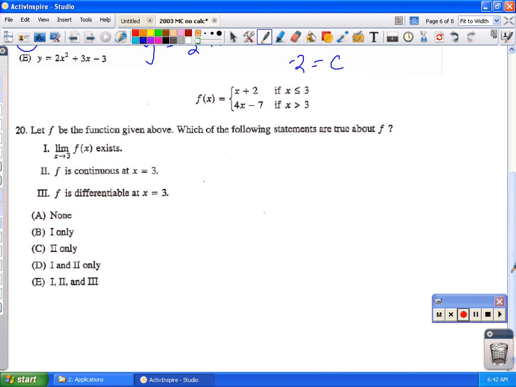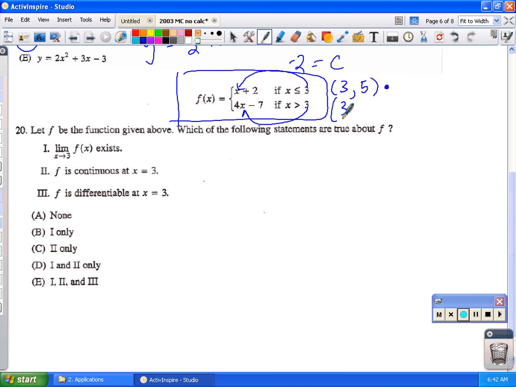Number 20. Which of the following statements is true? We have a piecewise function, and it says, first of all, does the limit exist? Well, if I substitute 3 in place of x in the first piece, 3 plus 2 is 5, and that is a closed circle. When I substitute 3 in place of x, 4 times 3 is 12. 12 minus 7 is 5. So that is an open circle.